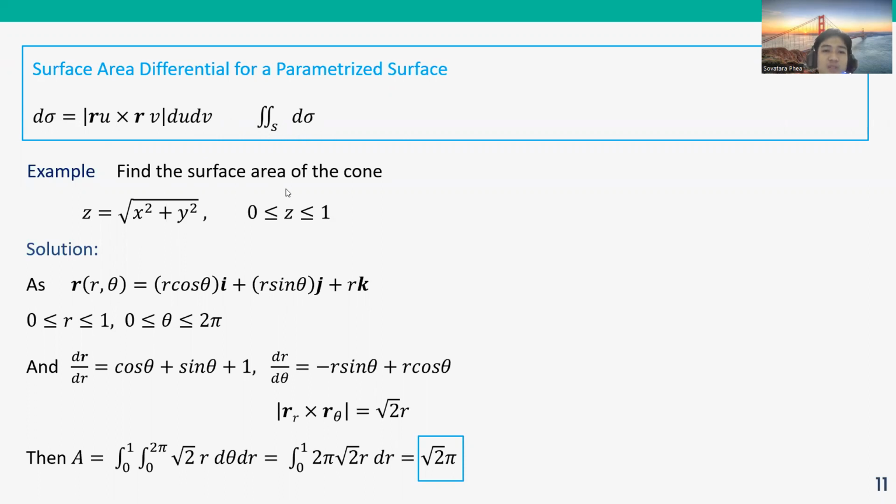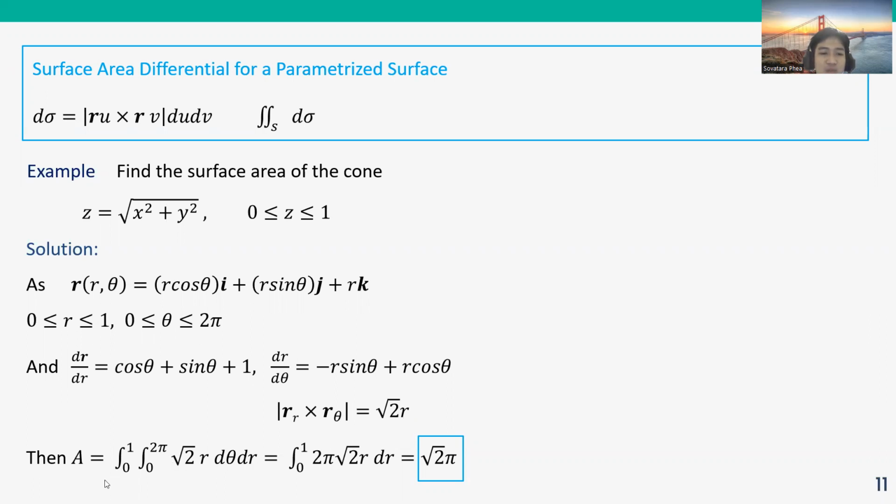For example, find the surface area of the cone z equal to the square root of x squared plus y squared, z from 0 to 1. As you can see, this is the parameterization of the cone, with r from 0 to 1 and theta from 0 to 2 pi. We have to find the partial derivatives of R with respect to r and theta, and then take the cross product: R over r cross R over theta. We get square root of 2 times r.